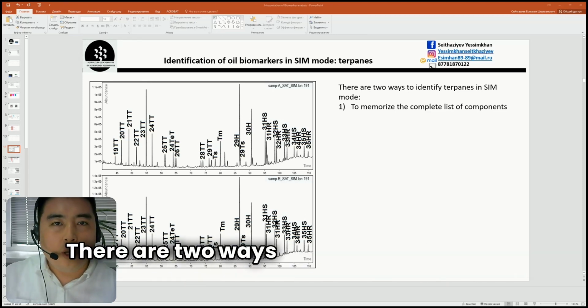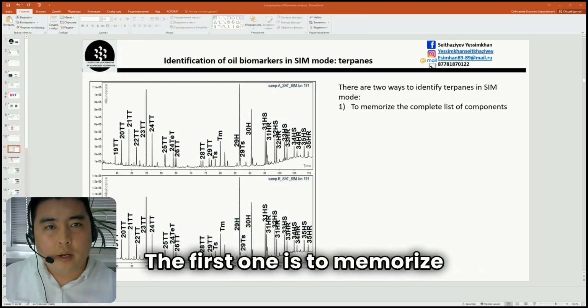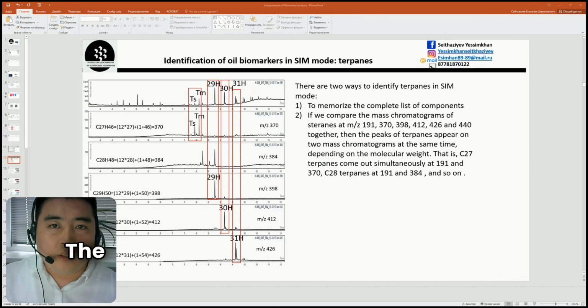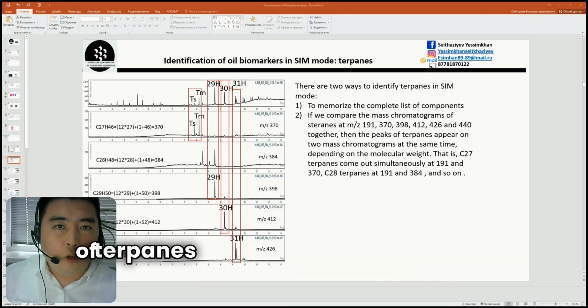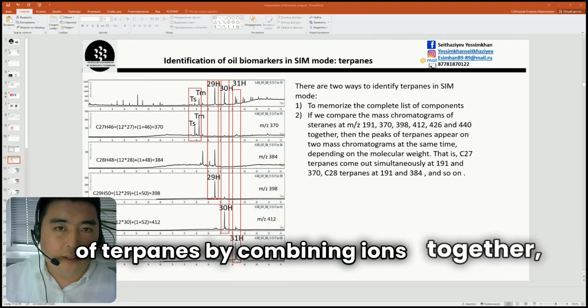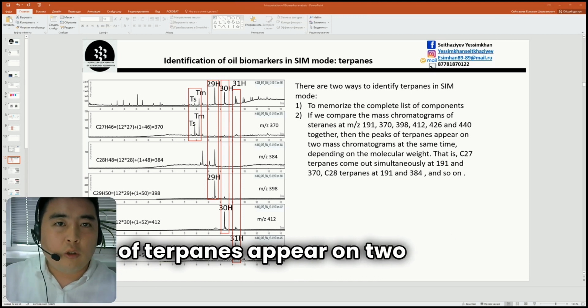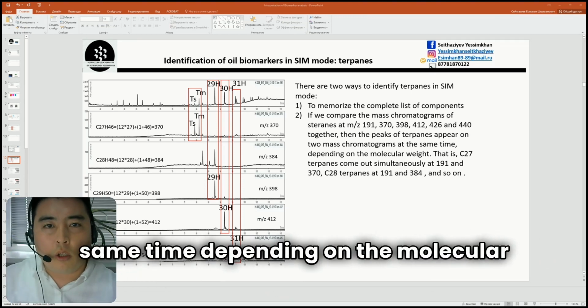There are two ways to identify terpenes in SIM mode. The first one is to memorize the complete list of components. The second one is if we compare the mass chromatograms of terpenes by combining ions together, then the peaks of terpenes appear on two mass chromatograms at the same time depending on the molecular weight.